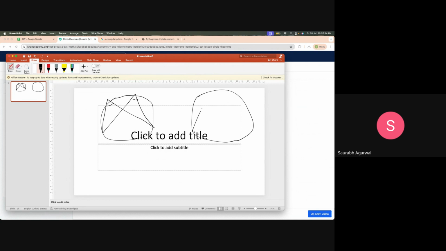If you have two points and you draw this angle, and suppose this is the center, and you draw this angle to the center, right? This is the radius. So this angle is twice of this angle. This is another circle theorem.